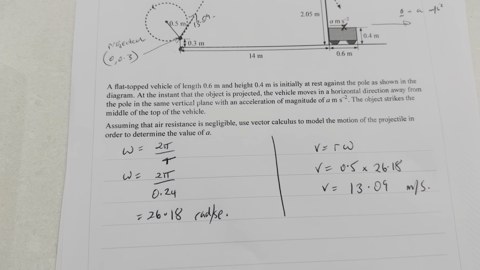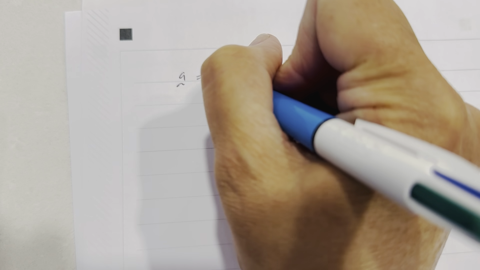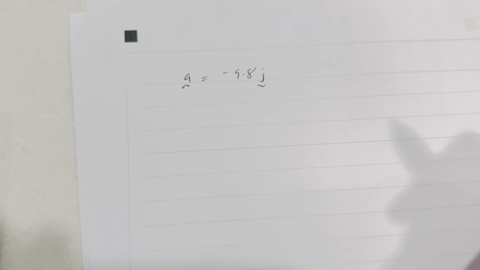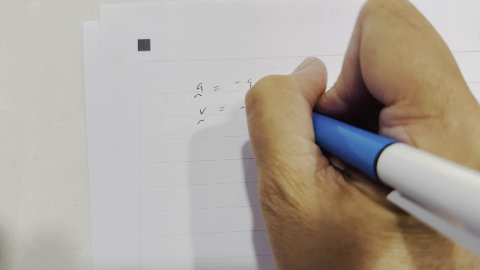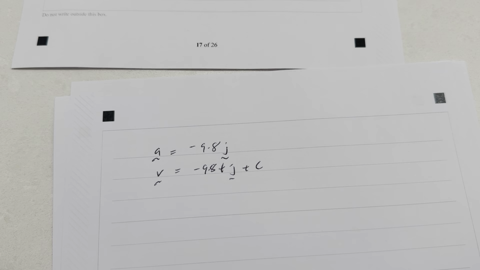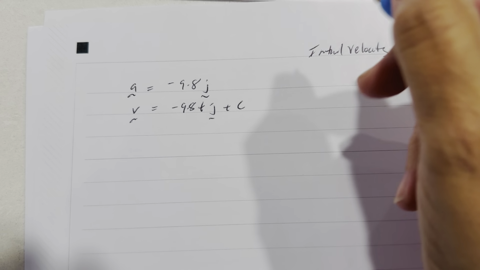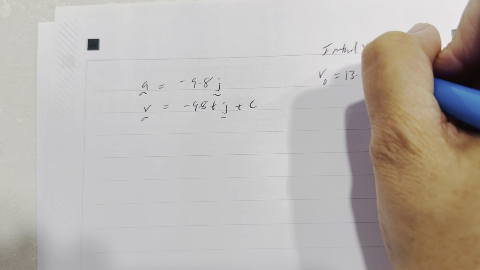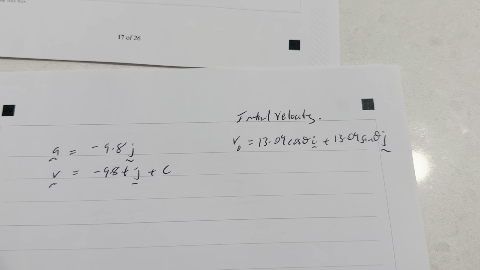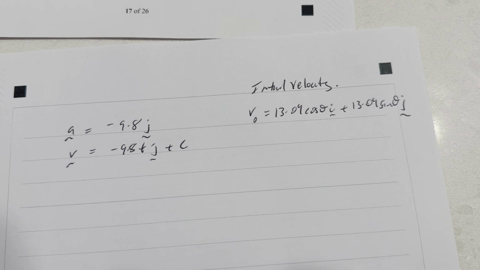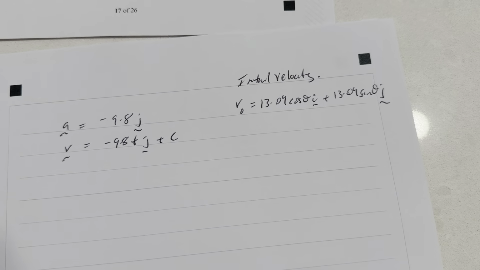Now, we've got gravity. Let's approach it like regular projectile motion. I'm going to go to another piece of paper. Sorry about that, people. Acceleration is negative 9.8 J. So obviously to go to velocity, we integrate, and we get negative 9.8 tJ plus C. Now, my initial velocity v0 is going to be 13.09 cos theta i plus 13.09 sin theta j, because we know it's being projected at 13.09 metres per second, but we don't know at what angle. That's something that will come out as we work through this.